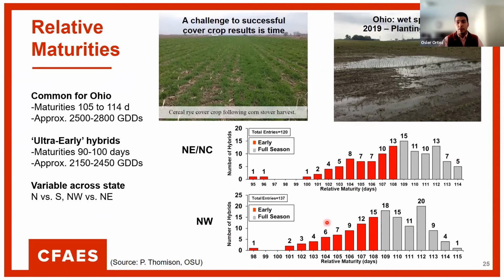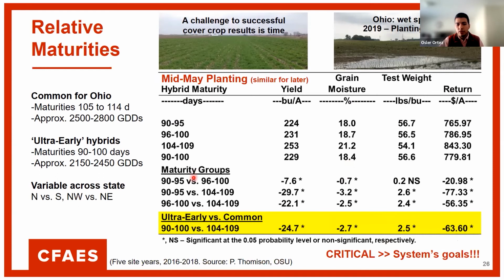Elaborating a little bit more on the ultra early corn, which is 90 to 100 days, as Peter called it, versus the commonly grown 104 to 109, we see that there is a yield penalty for that early maturity or ultra early maturity corn. There is a yield penalty. There is lower grain moisture at harvest, which can be a benefit. There is higher test weight, and there is a loss in the return.